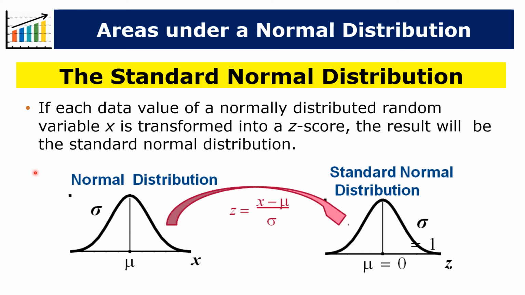If each data value of a normally distributed random variable x is transformed into a z-score, the result will be the standard normal distribution. So again, from a normal distribution, we can convert that into a standard normal distribution where the mean is equal to 0 and the standard deviation is equal to 1.